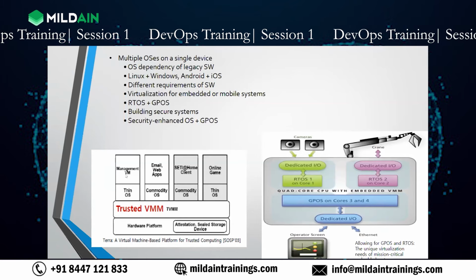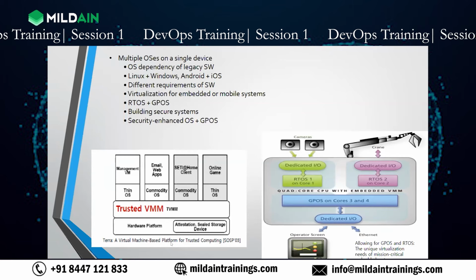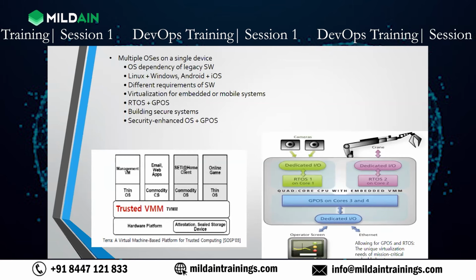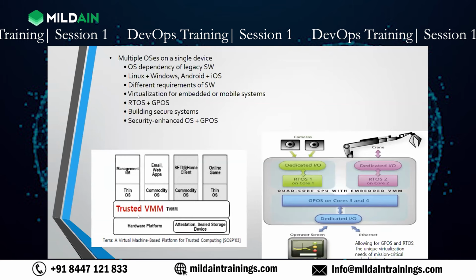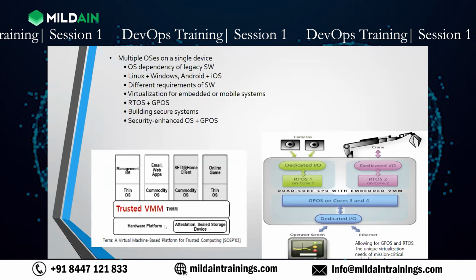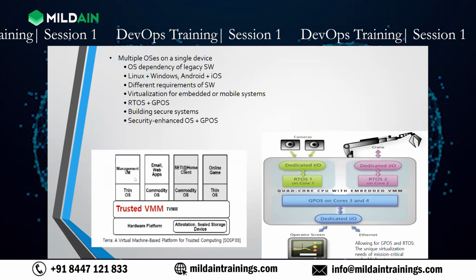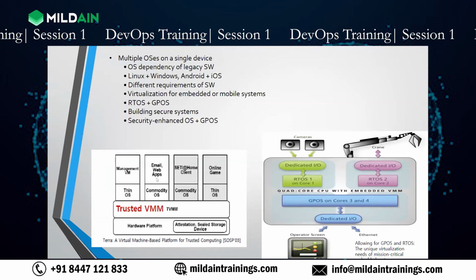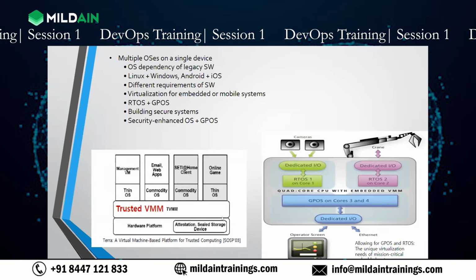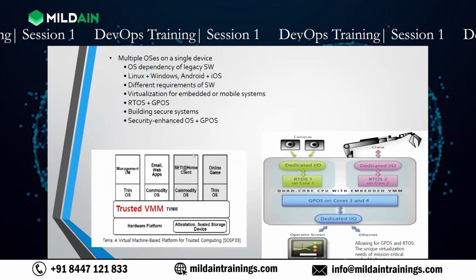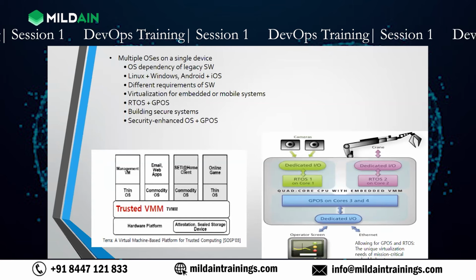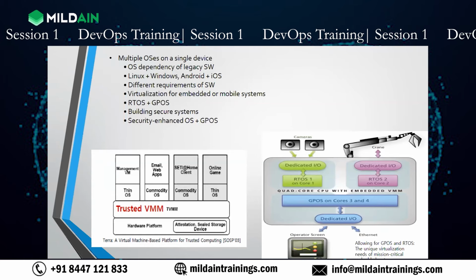Now if we see the virtual machine platform, we have management VM, thin OS, commodity OS. So on one machine, trusted VM, hardware platform. So in one machine we have multiple things: email, web apps, and everything is there. We even have online games. So this is what is related to virtualization.